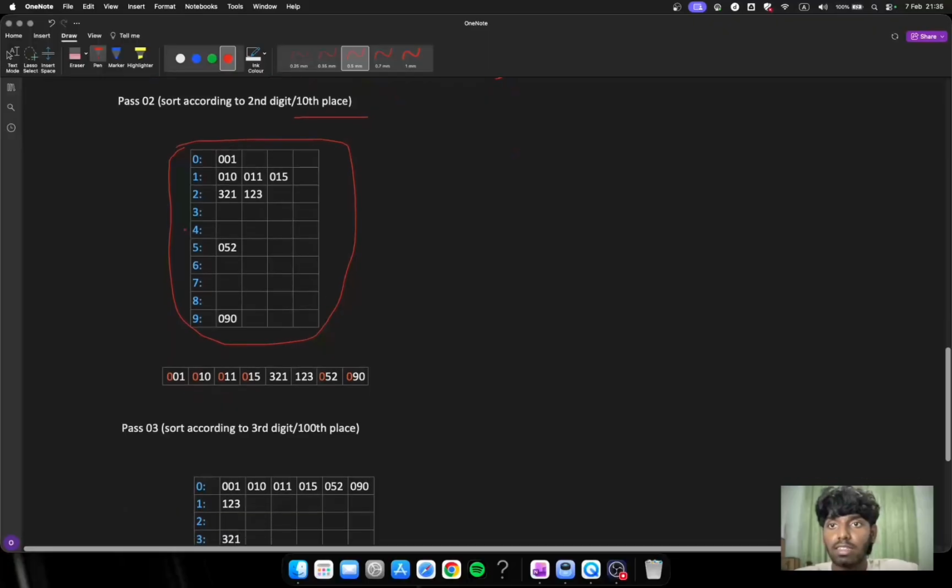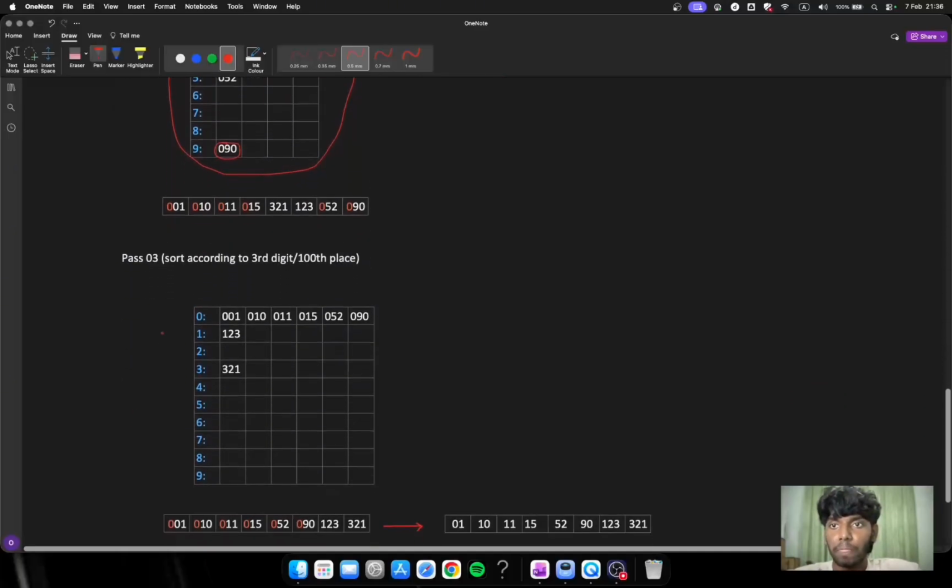Now we're going to extract these values and combine them into an array. Starting from here to here, we start from 001 and go all the way down to 019. So 001 goes first, and then the 10, and then the 11, and then the 15, and then 321, and then 123, and then 52, and then 90. So we are done here.